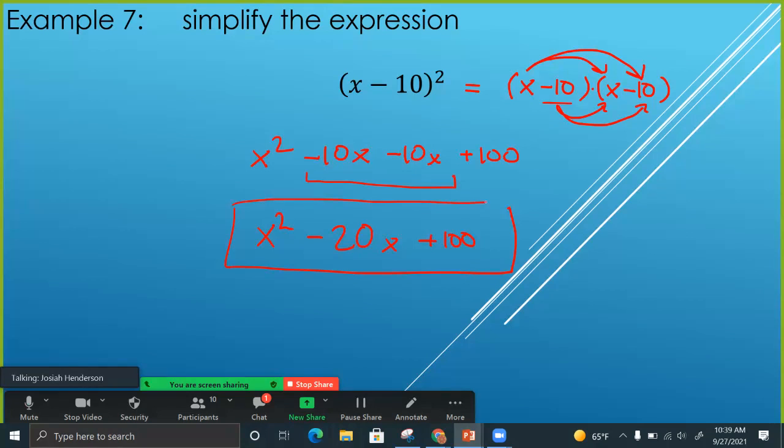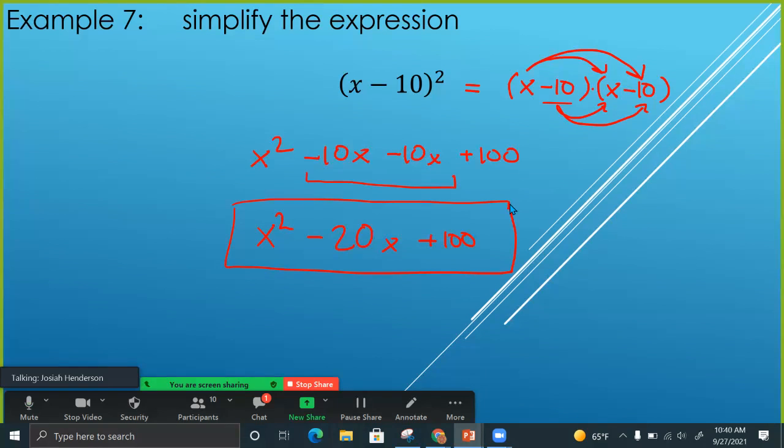Any questions, concerns on this example? No questions.